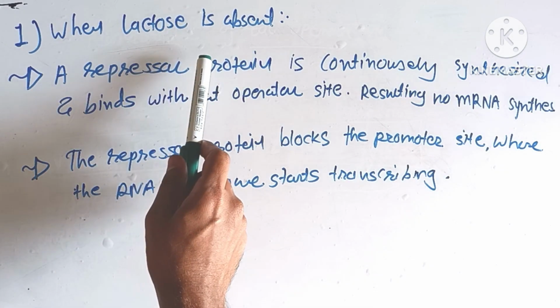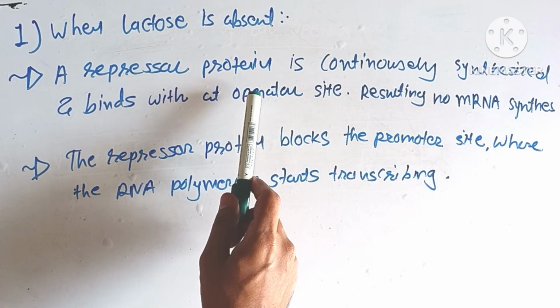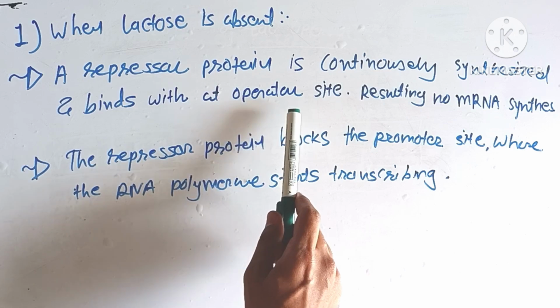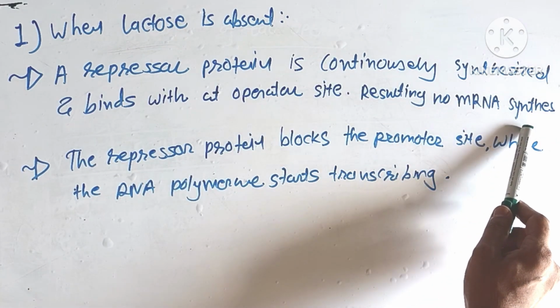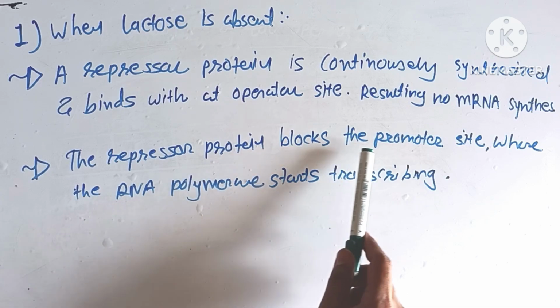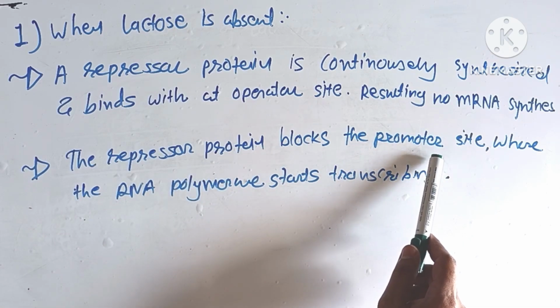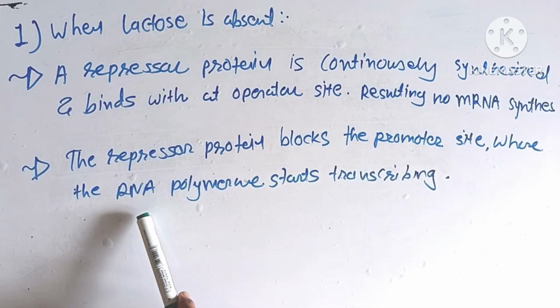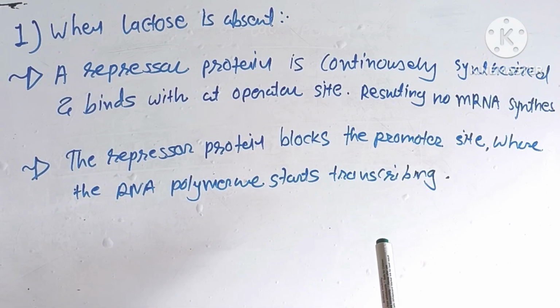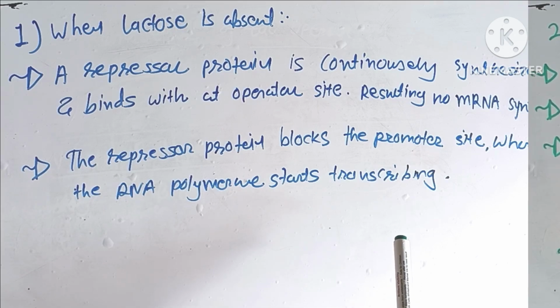So first, when lactose is absent, the repressor protein formed by the regulatory gene is continuously synthesized and binds with the operator site, resulting in no mRNA synthesis. Then this repressor protein blocks the promoter site, which is the binding site of RNA polymerase, where RNA polymerase starts transcribing. So when lactose is absent, there is no mRNA synthesis, and as a result no protein production.